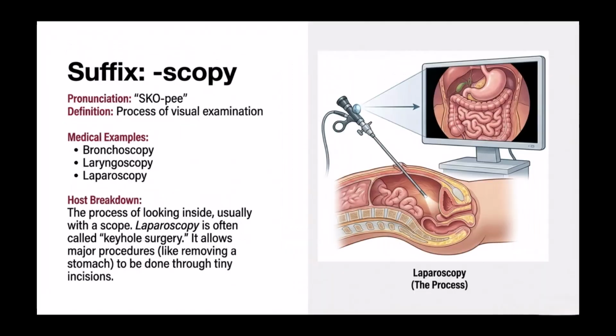Okay, moving to visual exams. Yeah. Scopy. The process of visually examining something, usually with a scope. So bronchoscopy for the lungs, laryngoscopy for the voice box, and laparoscopy for the abdomen. It's also called keyhole surgery. Instead of one big cut, we use small holes.